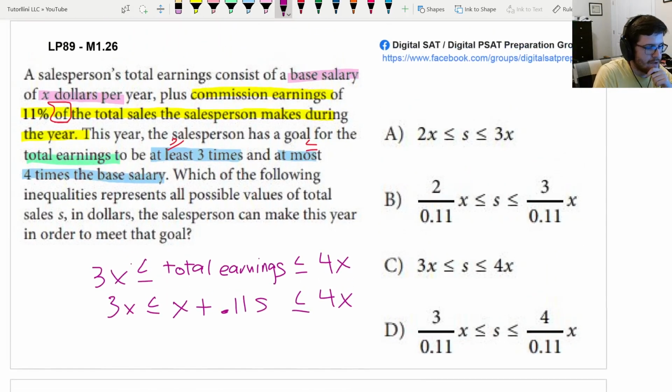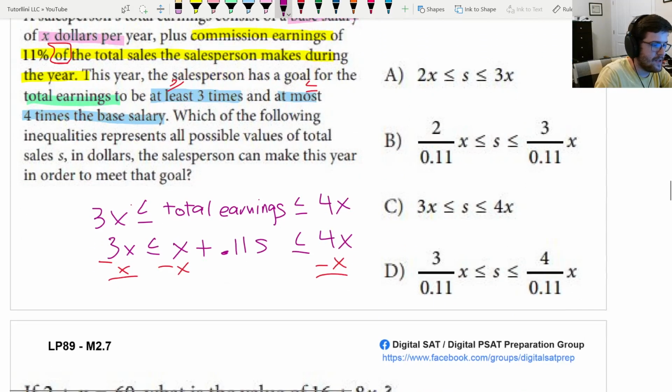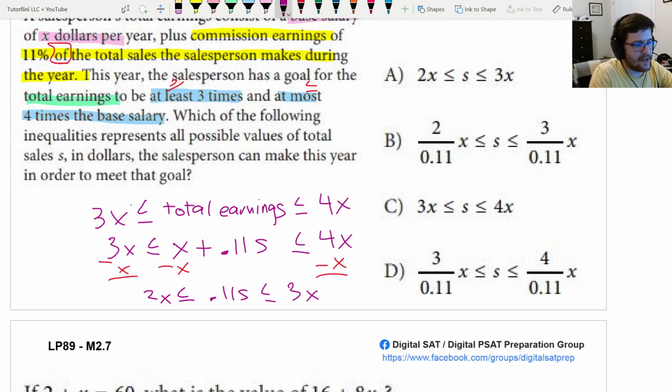Okay, now I'm just going to solve this as a compound inequality. If you didn't know this, you can do algebra on a compound inequality. Just instead of both sides, you got to do everything to 3 sides. So we want to get the sales by itself so that it looks like the answer choices. So I'm first going to subtract x from everything. And I get 2x is less than or equal to 0.11s is less than or equal to 3x. And now to get s by itself, I divide everything by 0.11.